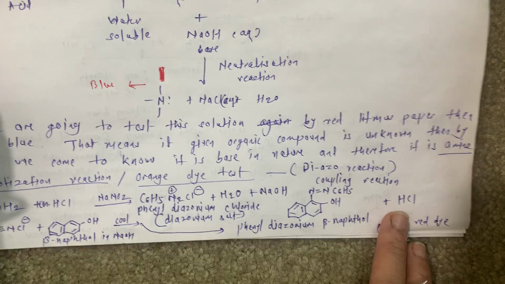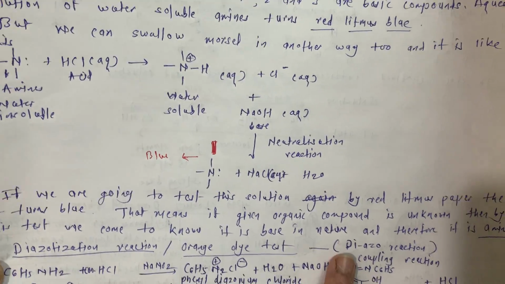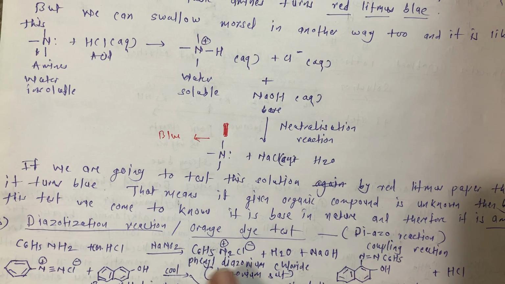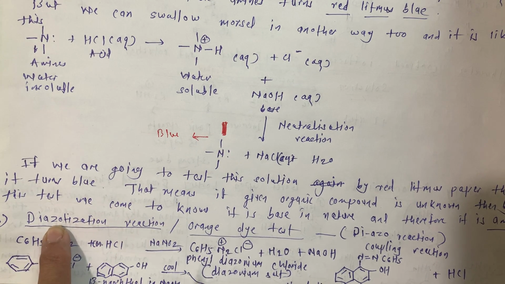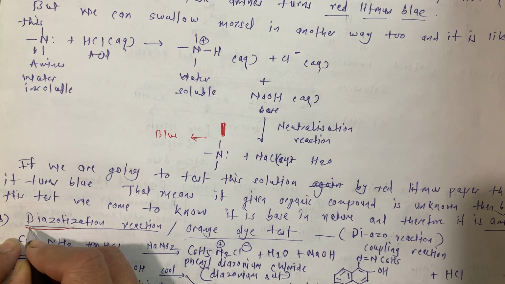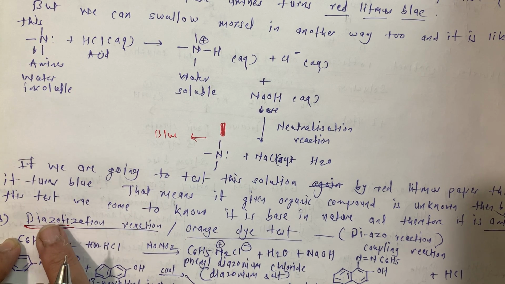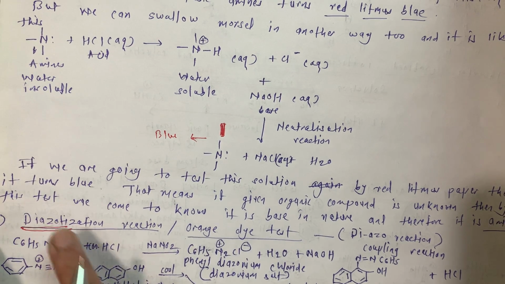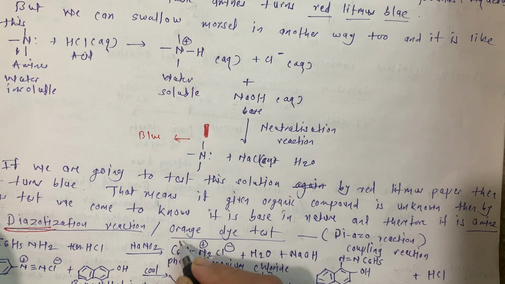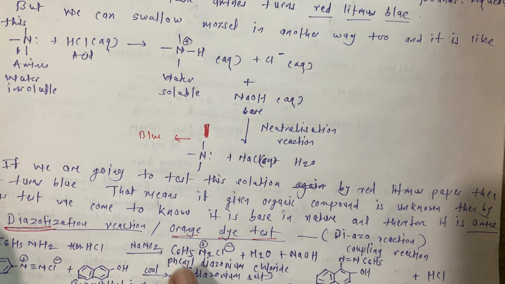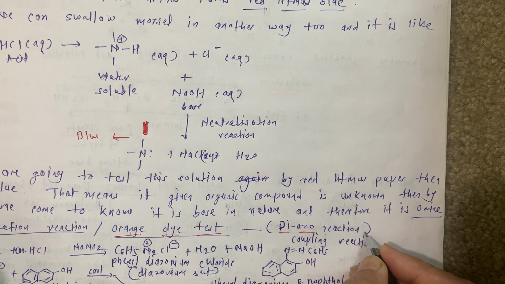Now the next one is very important, and we are going to study it in the laboratory also, and you are going to see the video on this very soon. That is the diazotization reaction. Diazotization reaction, this is a new word for you. In 12th standard we are going to hear this word diazotization, and this test is also known as the orange dye test because the product looks like an orange dye, and it is also called the diazo reaction.